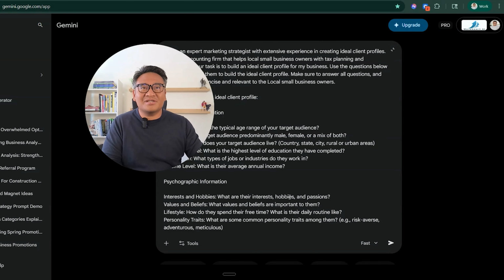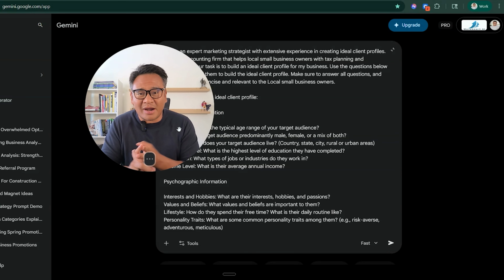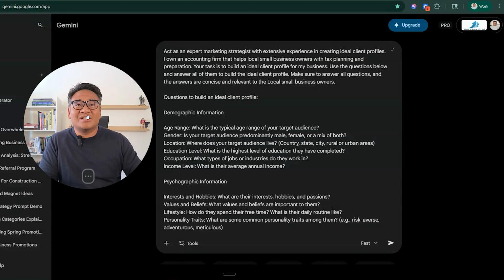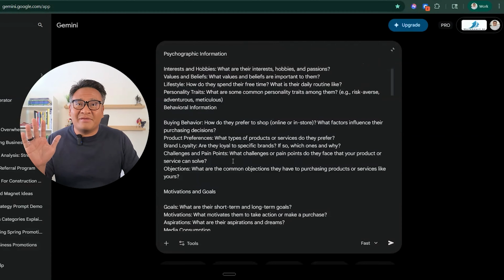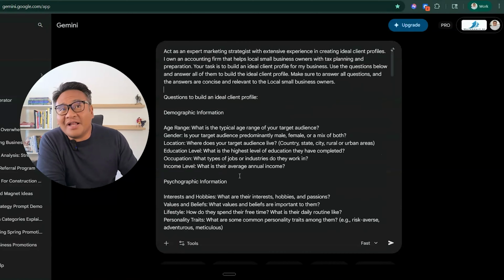Let's get started. For this demo, let's pretend that I own an accounting firm and my service is tax planning and preparation, specializing in helping local small business owners. I have this very long prompt that I've already written out and pasted here. Don't worry about this, because I'm going to give you a copy that you can grab for free in my Skool community with the link below. So just follow along with me for now.